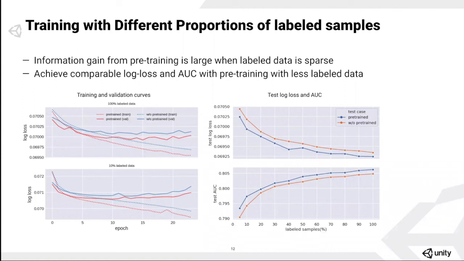Next, we show the training curve and the performance when training the model with different proportions of label data. Whether in the case of limited label data or when using all labels, the model with pre-training can achieve comparable log loss and AUC score when training with less label data. Another observation is that when training with very limited label data, 5% or 10%, the information gained from the pre-training phase is larger. Those results indicate the proposed pre-training scheme considerably enhances data efficiency.